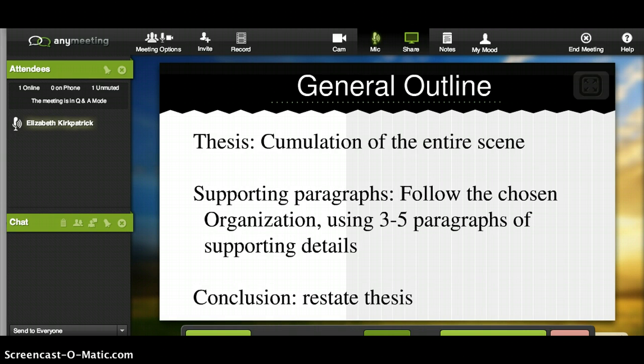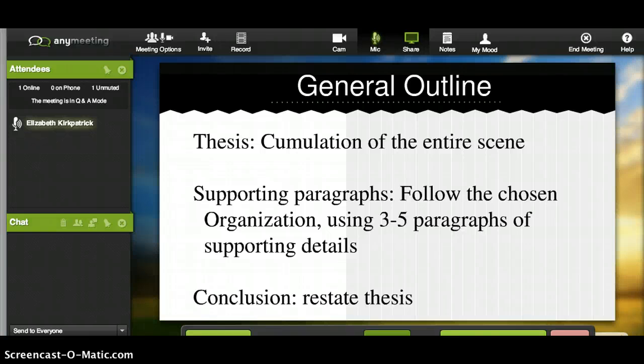For your outline, remember we talked about thesis and conclusion and supporting paragraphs. Because we have this description, our thesis is going to be the entire scene. How do you feel? What is the general feeling or sight or description of this scene? Then in your supporting paragraphs, you will describe it.